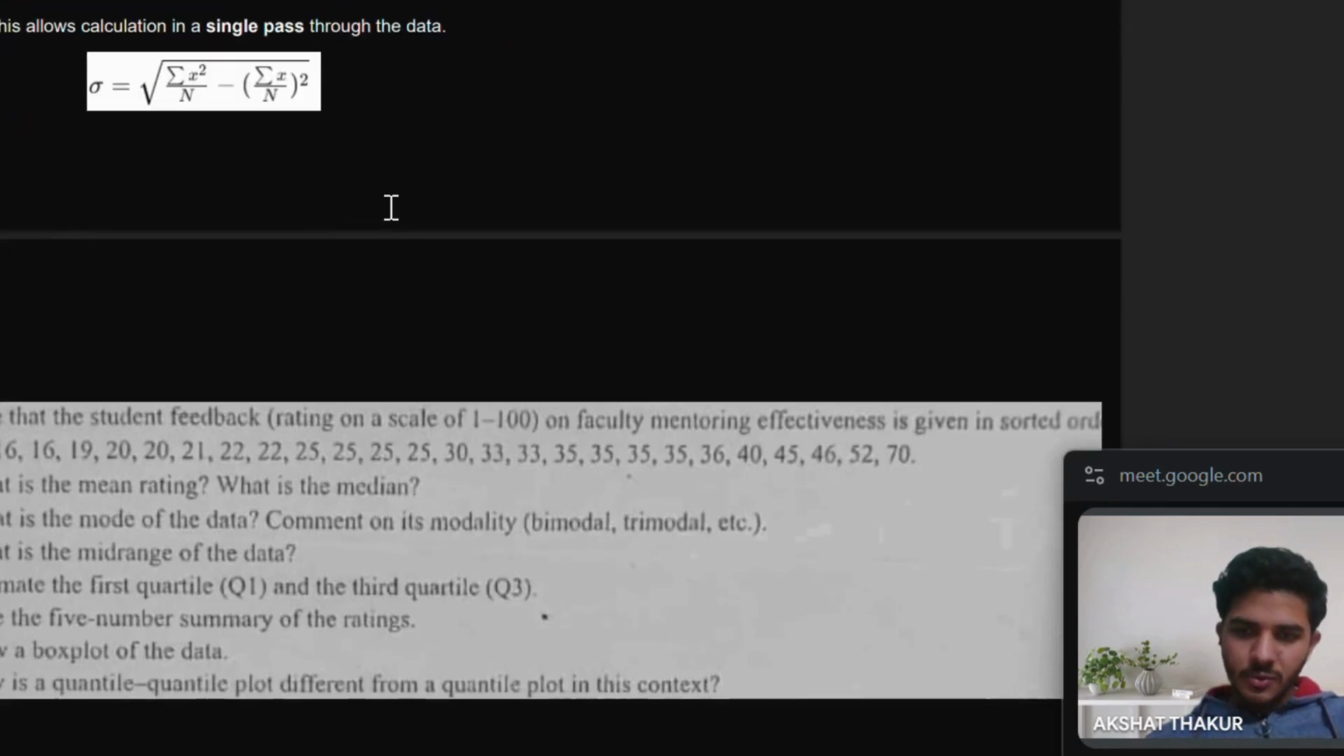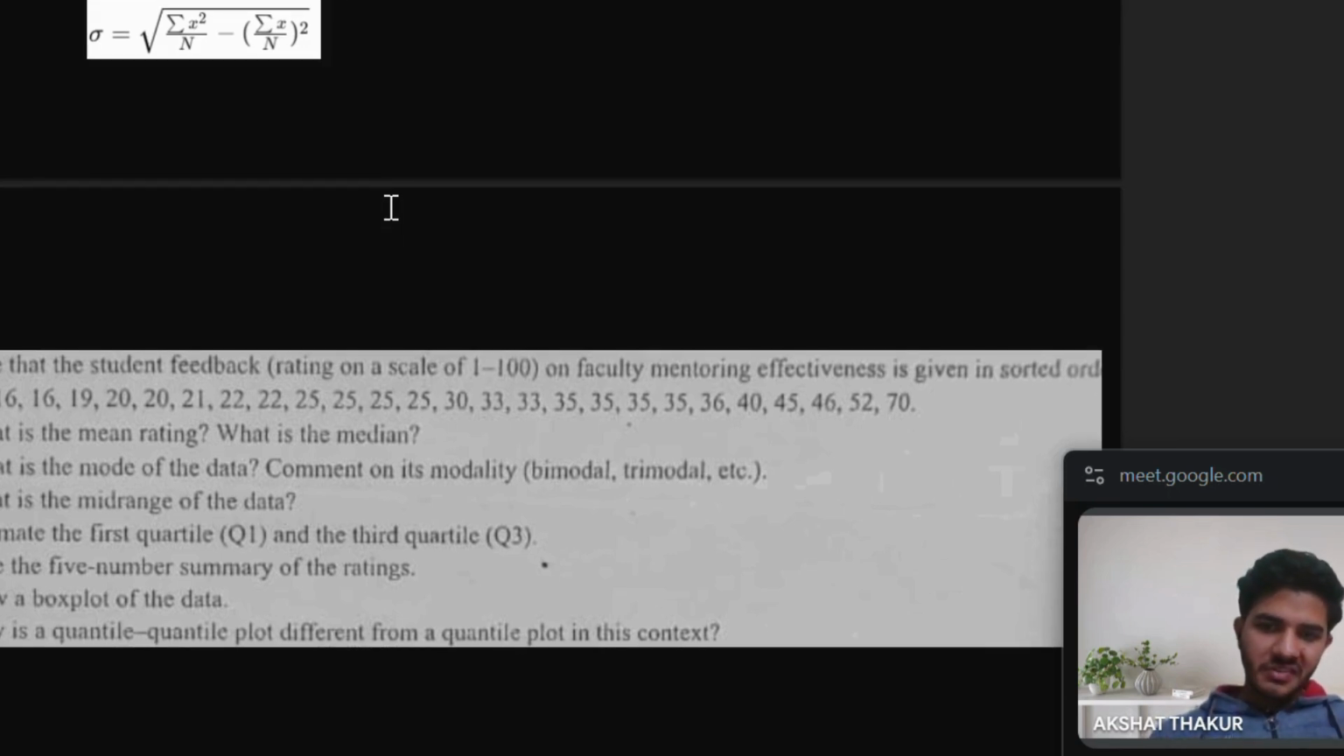Suppose that student feedback on faculty mentoring effectiveness is given in sorted order. The order is 13, 15, 16, 16, 19, 20, 20, up to 52, 70. What is the mean rating? What is the median? What is the mode of the data? Let's start with part A only.